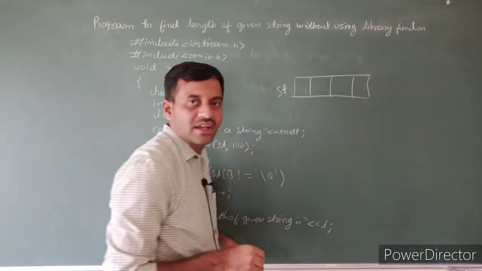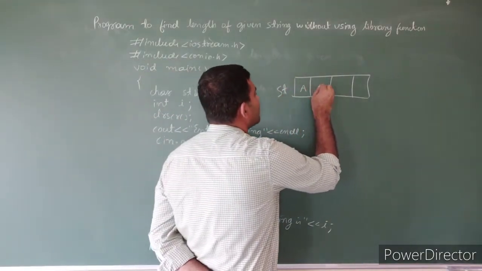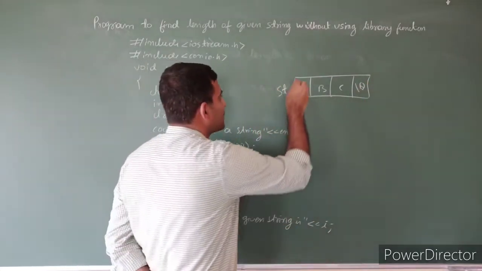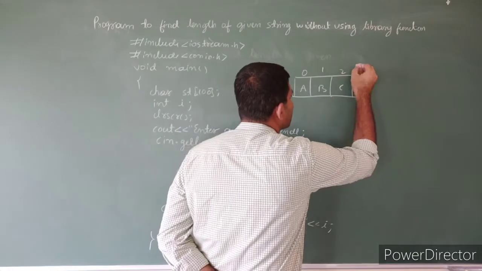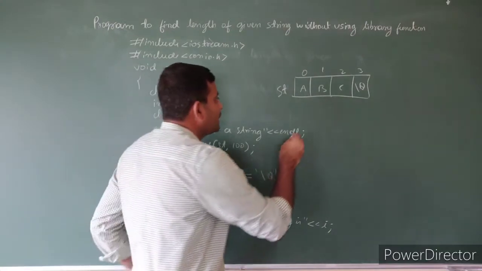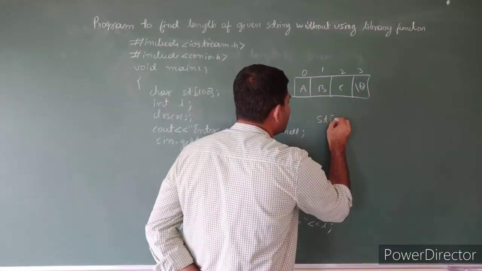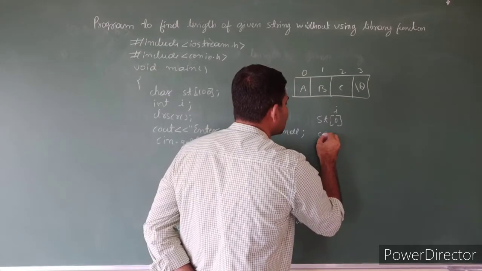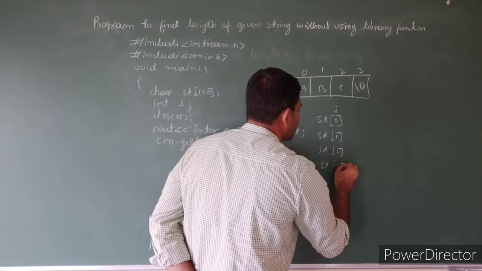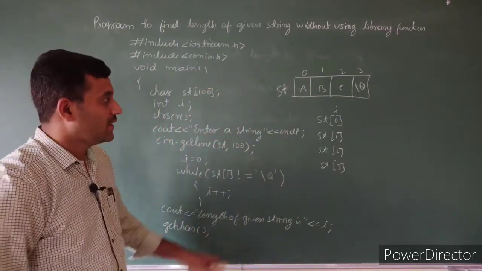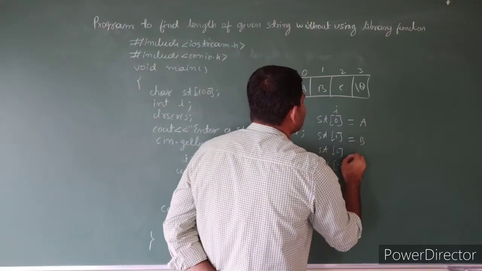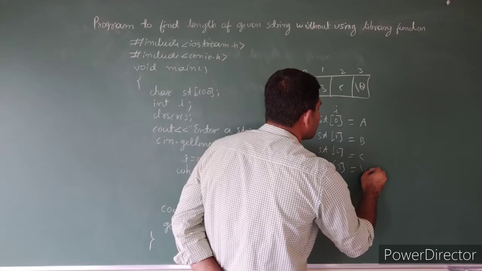See the example. Assume that it is an array st which has 3 characters, then the last one is the null character. Then the index values are 0, 1, 2, 3. What we do here: i equals 0, st of i value, these are the i values. Then st of 0 holds A, 1 holds B, 2 holds C, 3 holds the null character.